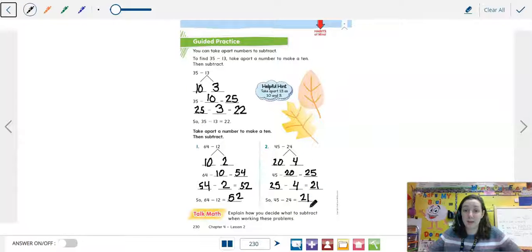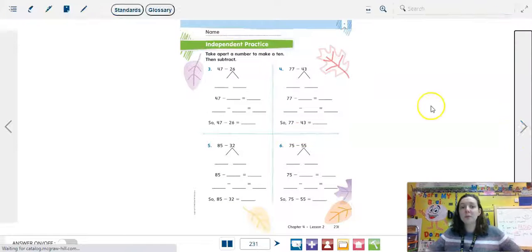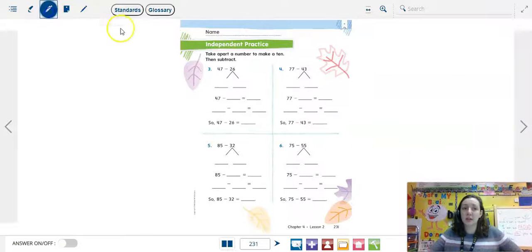Explain how you decide what to subtract when working with these problems. We decide that we subtract the smaller number first of all, because that's what we're taking away. And then you take away the tens first. You always take away the tens first because it just makes the numbers smaller and a lot easier to work with. We decided to subtract the tens and then the ones that are left over because it makes the number easier to work with. I know this can be a little more of a tricky strategy, just like it was when we added.